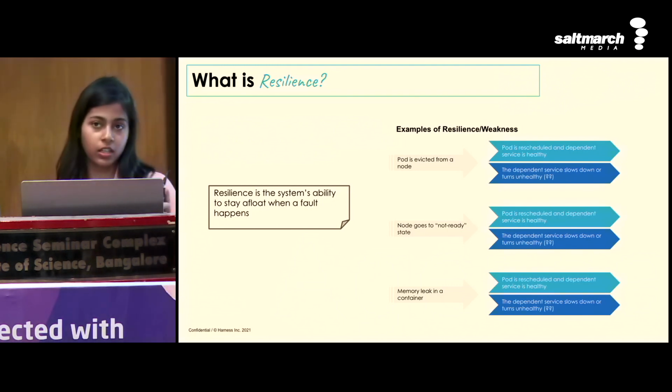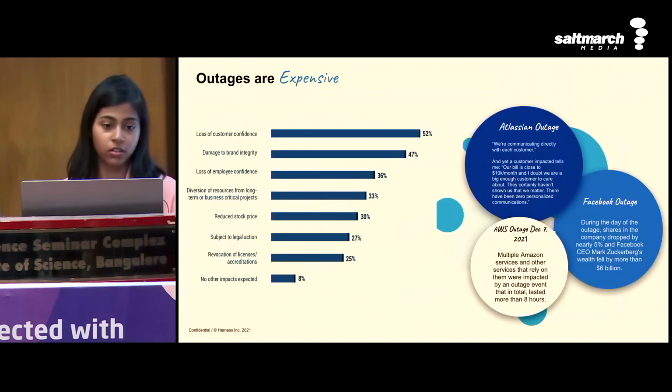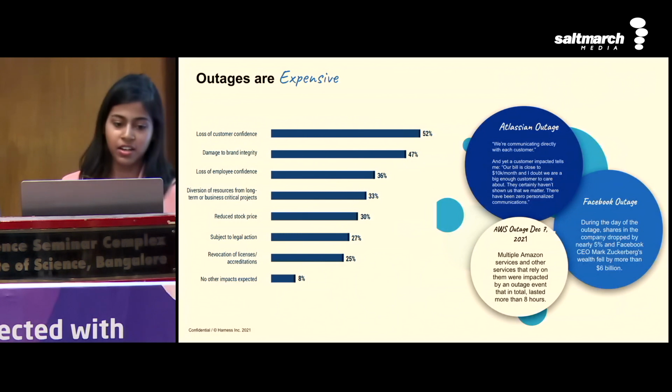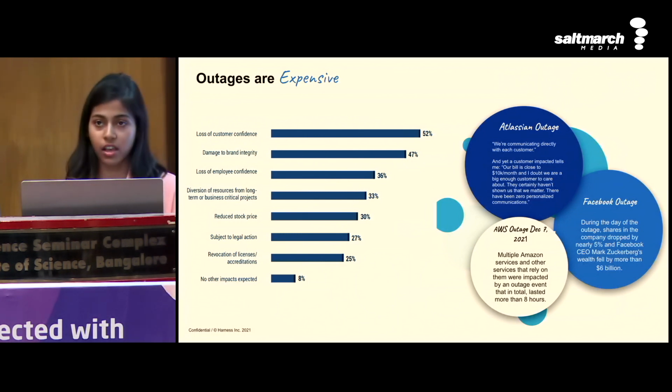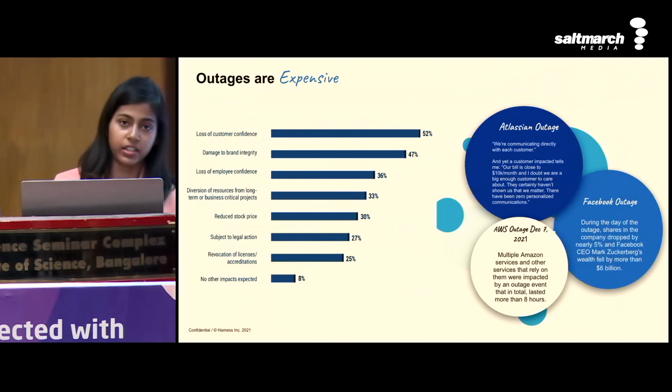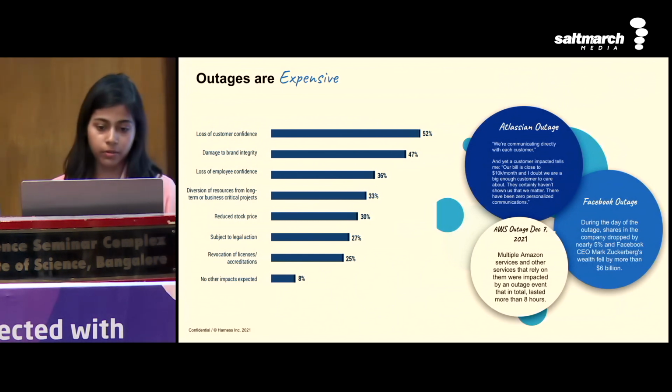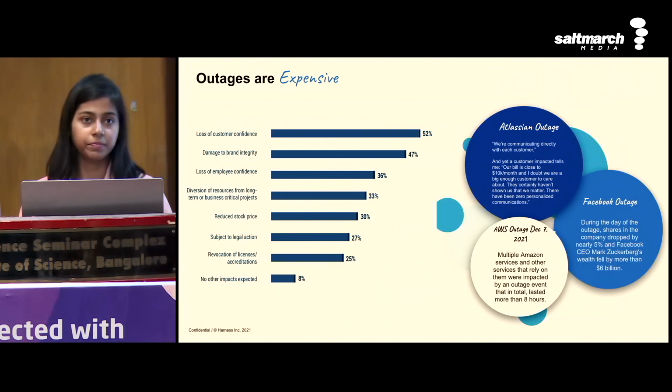So that was a very brief definition of resilience, and moving on to outages or downtimes, which are expensive, and not just in terms of money, but there are also secondary aspects to it, like loss of customer confidence and brand integrity. These secondary aspects are equally important and take a hit. So one way to avoid all this is by entering into the practice of chaos engineering.